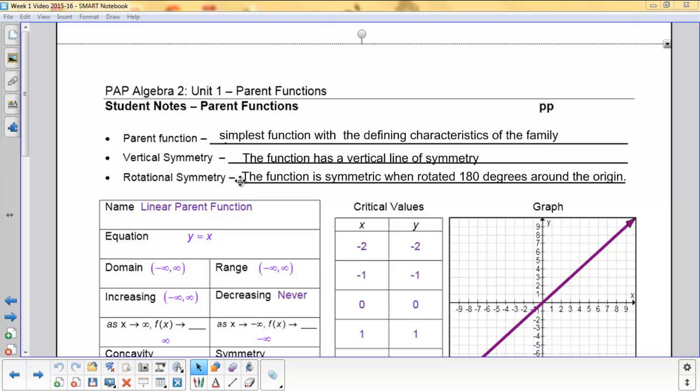Hello, welcome back. We are going to spend today talking about the 10 parent functions that we will be studying throughout the entire school year for Algebra 2. So we will be looking at each one of these in their simplistic form today. And then each of the following units are going to correspond to one or more of these parent functions, depending on how they relate to one another or how they fit together in the curriculum.